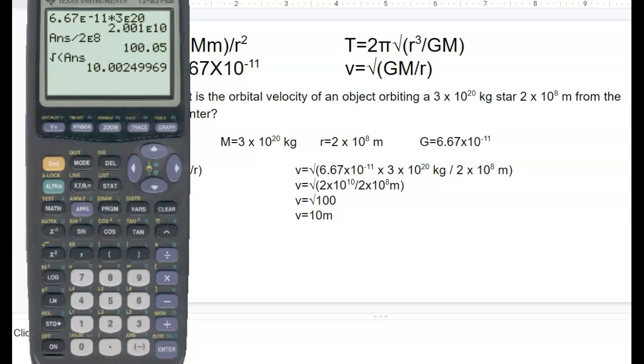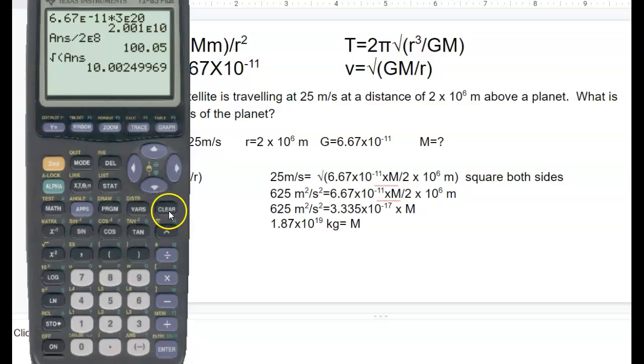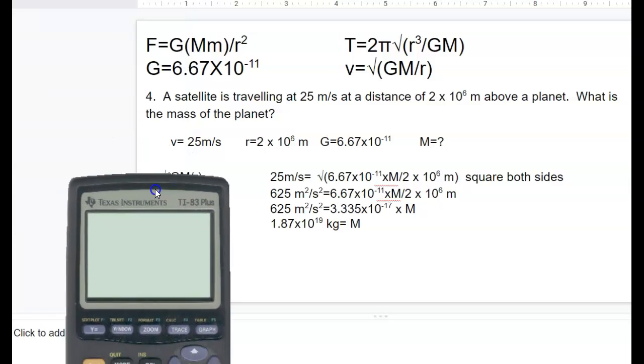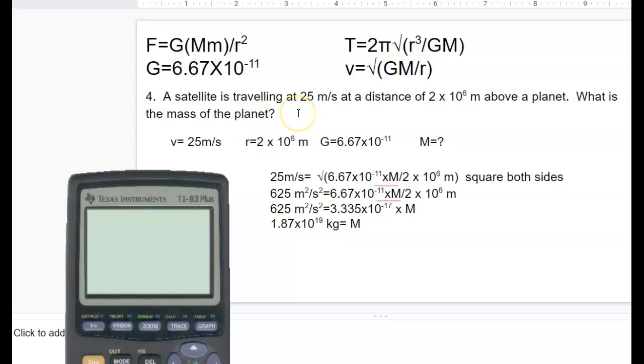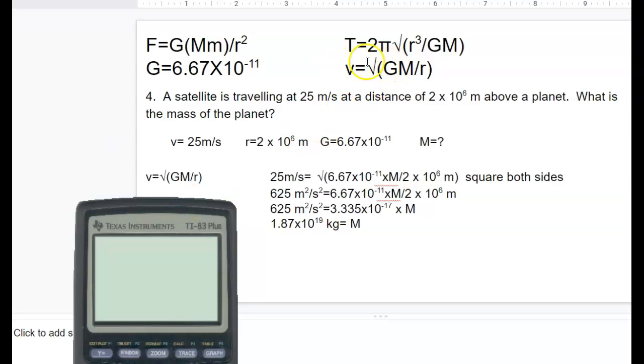Moving on to number 4. Clear off my calculator. Okay, so a satellite is traveling at 25 meters per second at a distance of 2 times 10 to the 6 meters above a planet. What is the mass of the planet? So we have v this time, that's 25 meters per second. We have r, which is 2 times 10 to the 6 meters. We have g because it's always the planet piece. Now we're looking for big M. So we're going to use the same v equation. Okay, so I started off by taking v, 25, is equal to the square root of g times m divided by r. We don't know m.